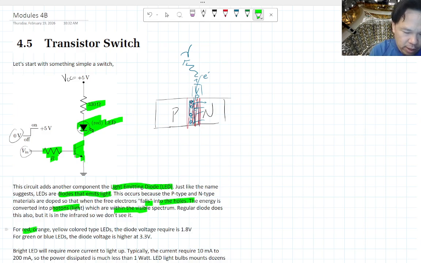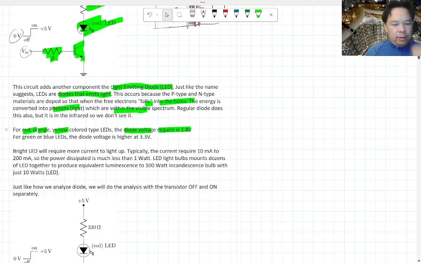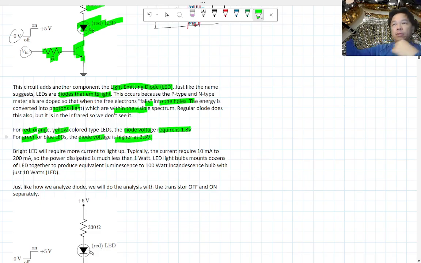So for red, orange, yellow type of color LEDs, the diode voltage that's required to turn on one of these light emitting diodes is about 1.8 volts. If you have a green or blue LED, the diode voltage is actually a little higher because there's more energy required to create these green and blue photons, which is going to be 3.3 volts.